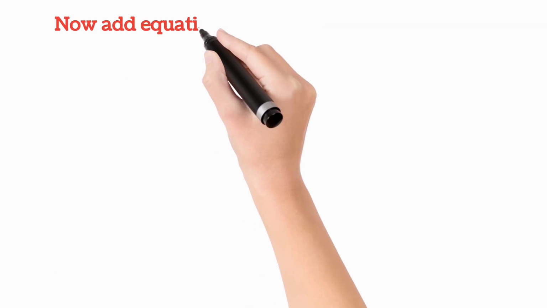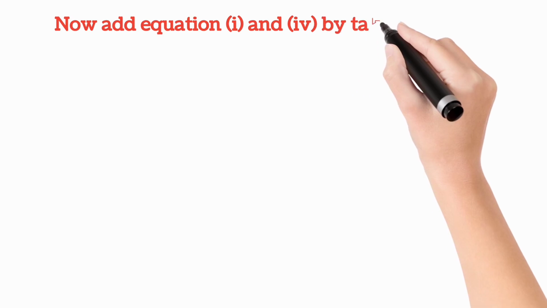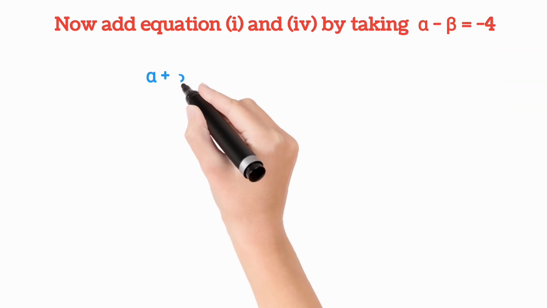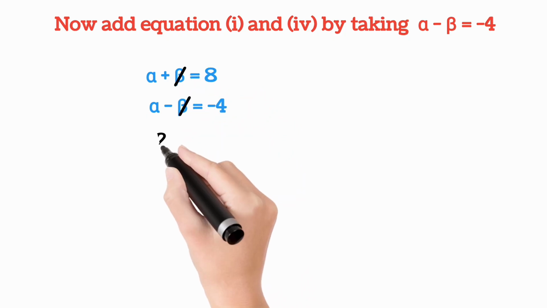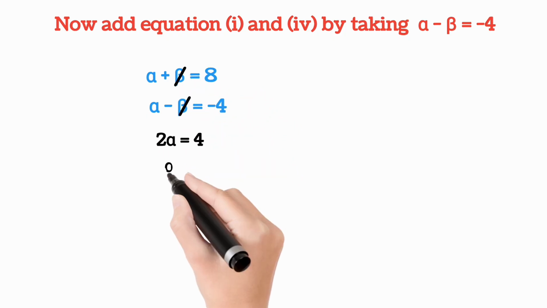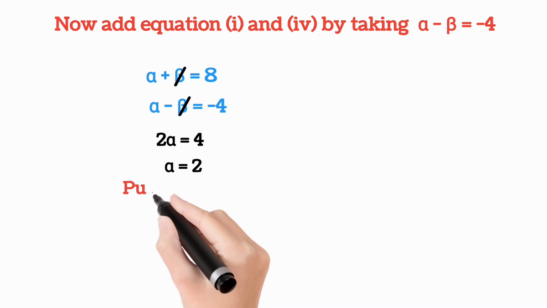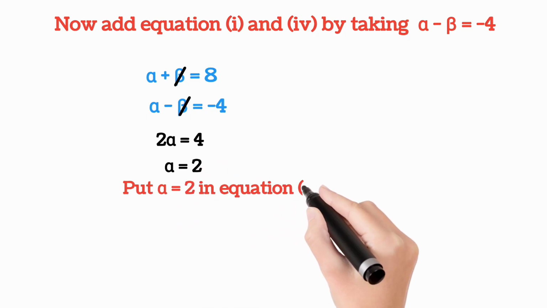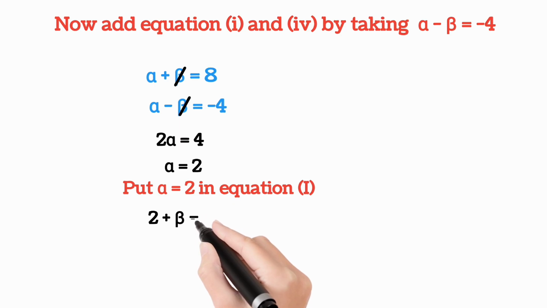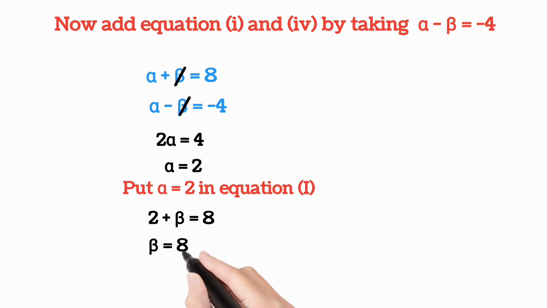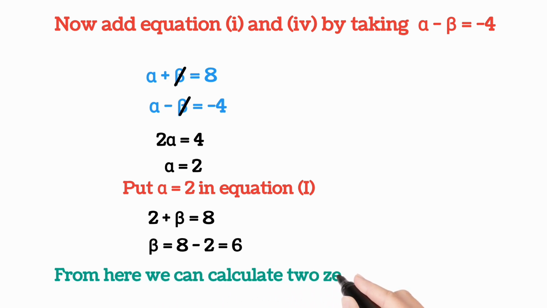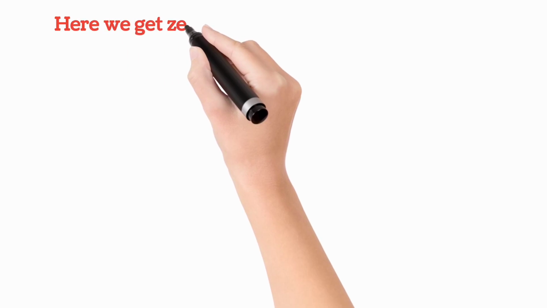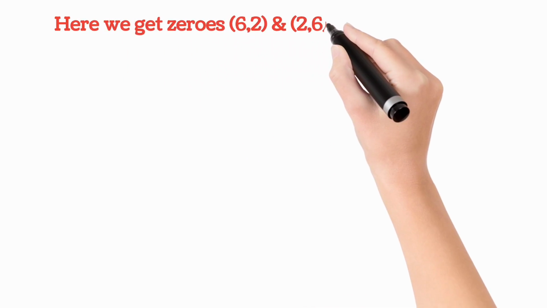Now add equation 1 and 4 by taking alpha minus beta equal to minus 4. Then alpha plus beta is equal to 8, and alpha minus beta is equal to minus 4. Plus beta and minus beta are cancelled, then 2 alpha is equal to 4 and alpha is equal to 2. Put alpha equal to 2 in equation 1: 2 plus beta is equal to 8, then beta is equal to 8 minus 2, that is equal to 6. From here we can calculate the two zeros: alpha equal to 2 and beta equal to 6. Here we get zeros 6, 2 and 2, 6.